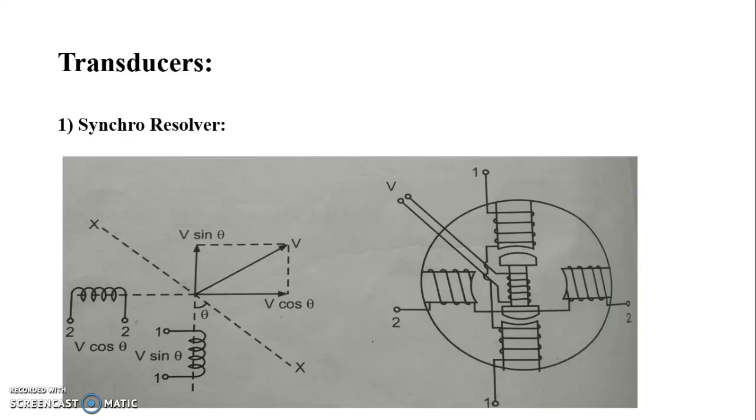One winding is supplied with a voltage proportional to sine theta and the other winding is supplied with a voltage corresponding to cos theta, where theta is the angular position of the rotor shaft. So friends, the resolver as shown in the figure has two stator windings which are mounted at right angles to each other. The resolver belongs to a group of machines called synchros.